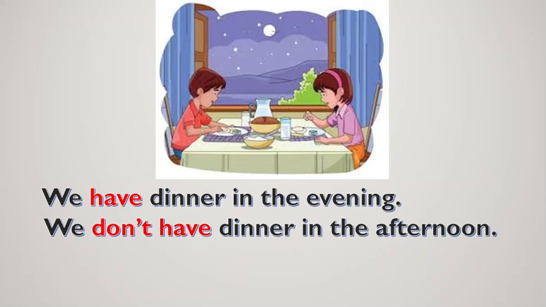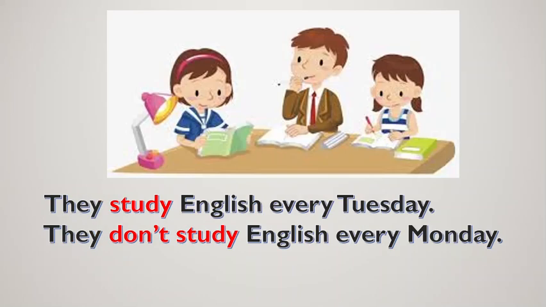You have dinner in the evening. Have is our verb. To make negative, we don't have dinner in the afternoon. They study English every Tuesday. They don't study English every Monday.